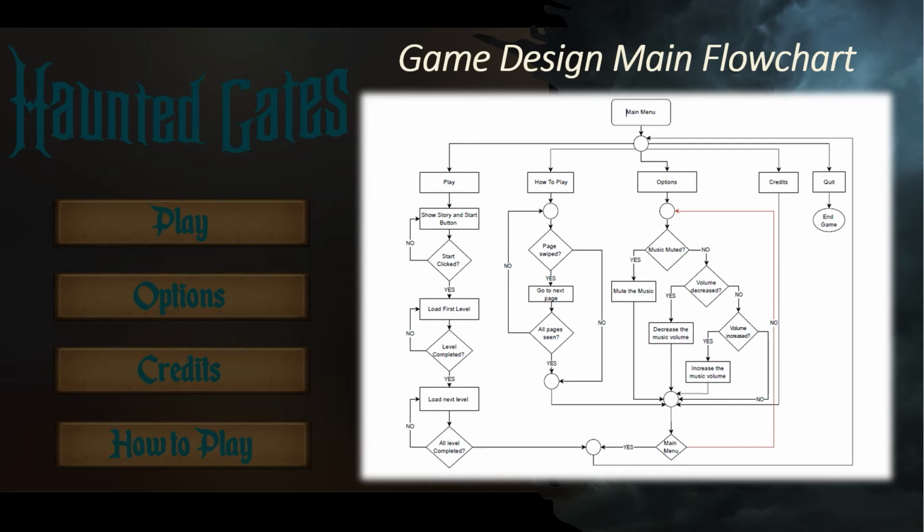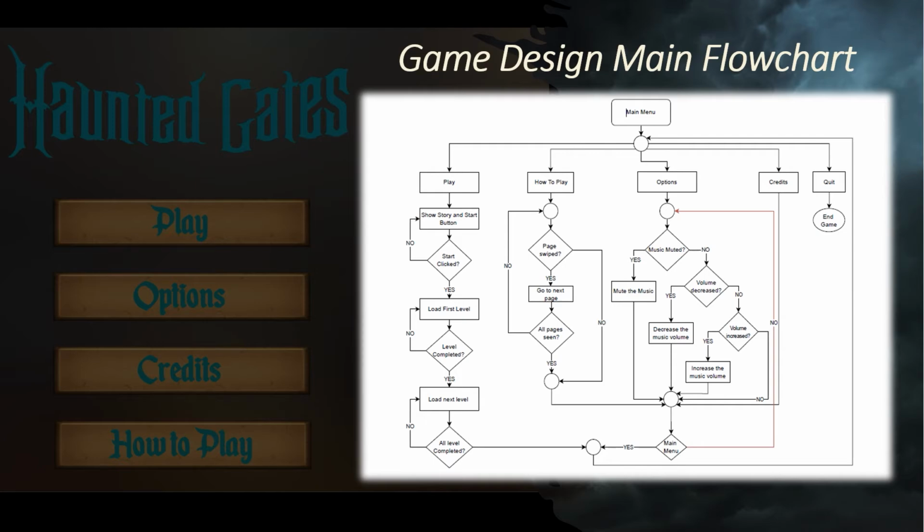Now we come to the game design main flowchart. As you can see in this flowchart, we have the main menu that splits into a play button, how to, option, and credits. And then we have the quit option, which takes you to the end of the game. The credit option provides you a screen with the credits on it. The option menu provides you with the option to decide if you want to mute the music or if you want to increase or decrease the volume. All screens provide the option to go back to the main menu by clicking on a button.